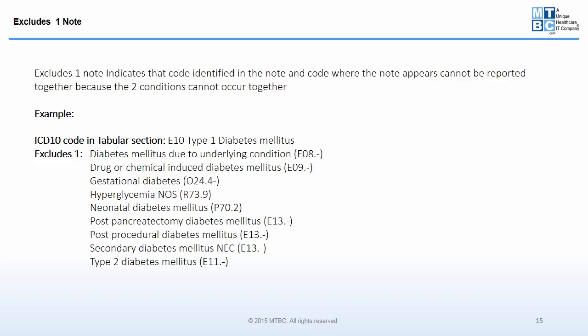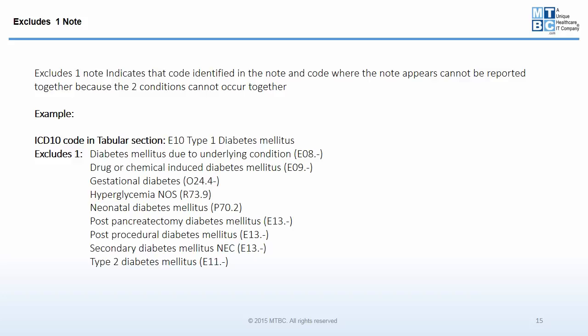You want it to be the letter O, 24-4, and then there may be other digits. It's going to depend on the situation. So we just put the basic information. But it does say that it excludes this, so that means you cannot use E10, okay? You would have to use one of the ones below.